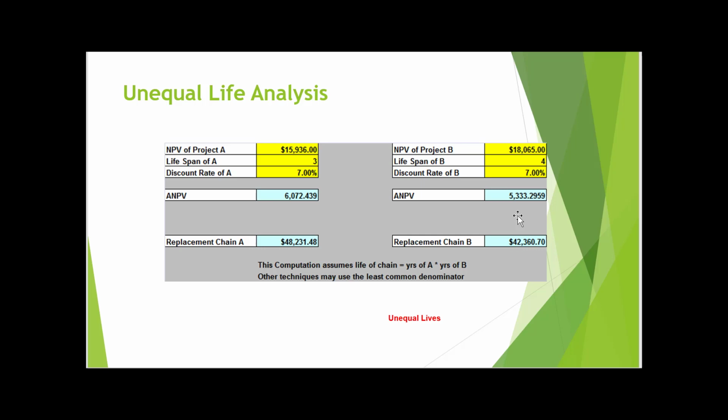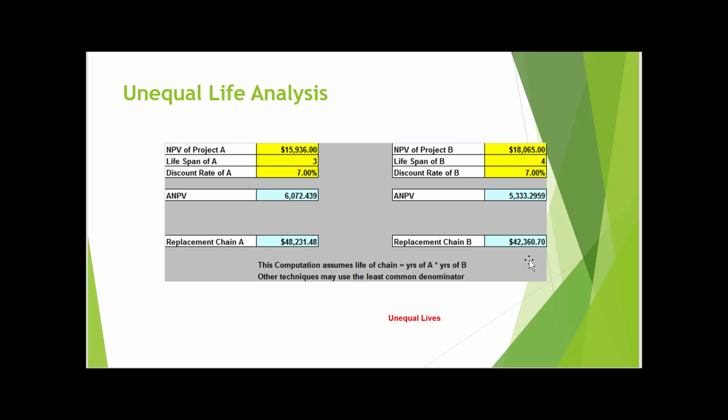For the replacement chain, again, this is a little strange. It's not perfect, but basically this says, look, to find the replacement chain, you just take this number times this number, and that gives you 12. There are other techniques you could do that would use the least common denominator, but this does it right every single time, and you get the same answer.